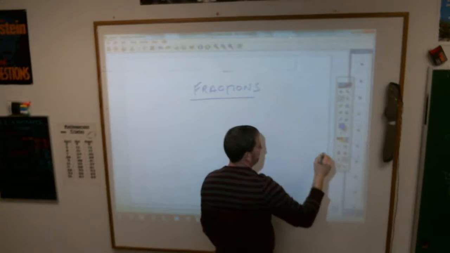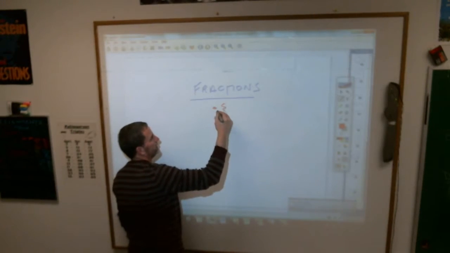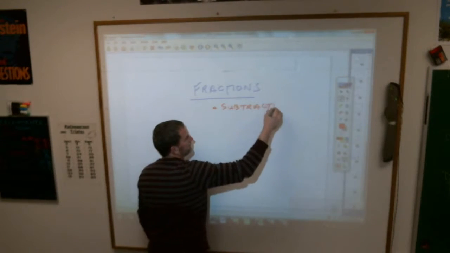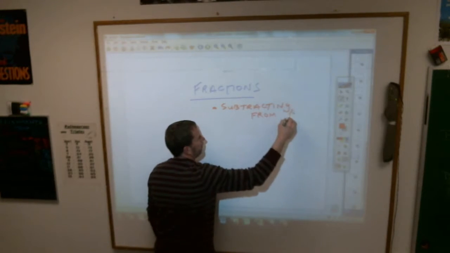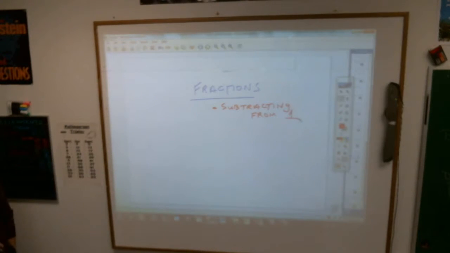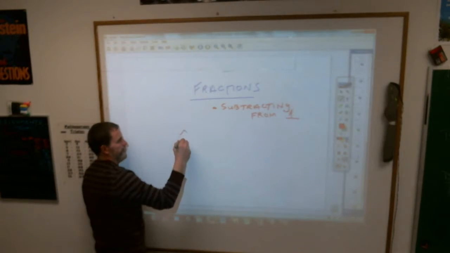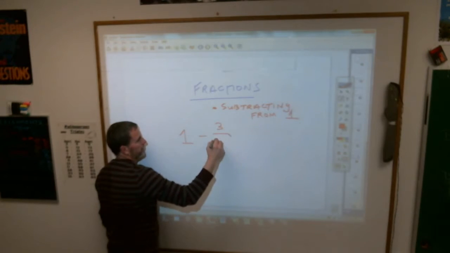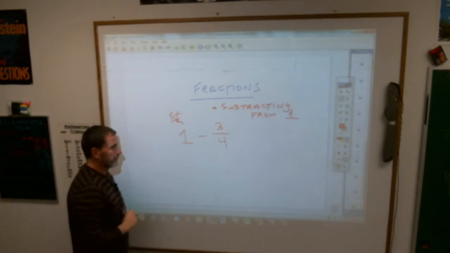And the little subheading under fractions, I know you should have plenty of notes there. This one is called subtracting from 1. Which just simply means this. If you have 1 of something, let's say you have 1 minus 3/4. There's my example problem.